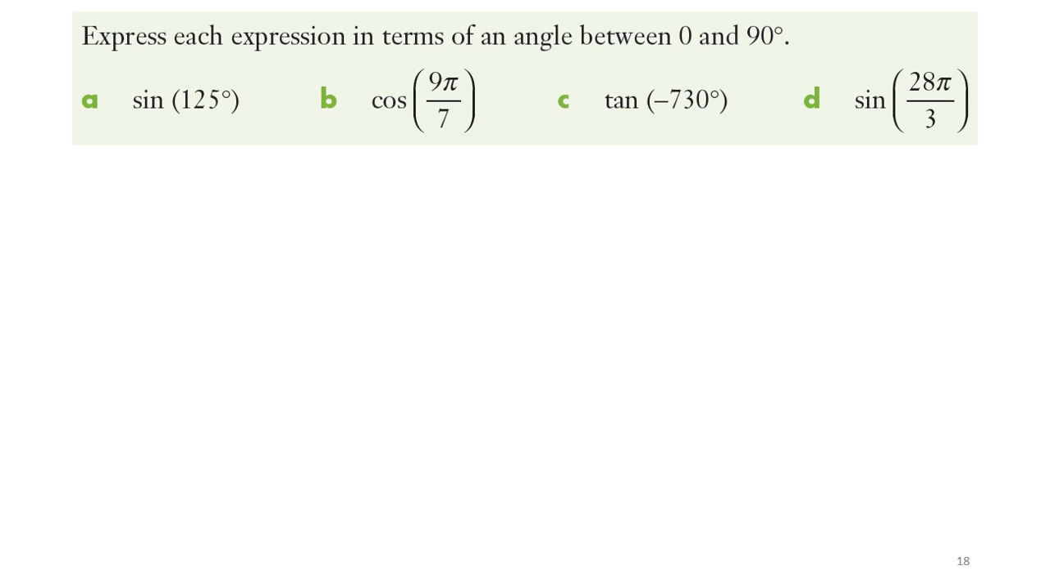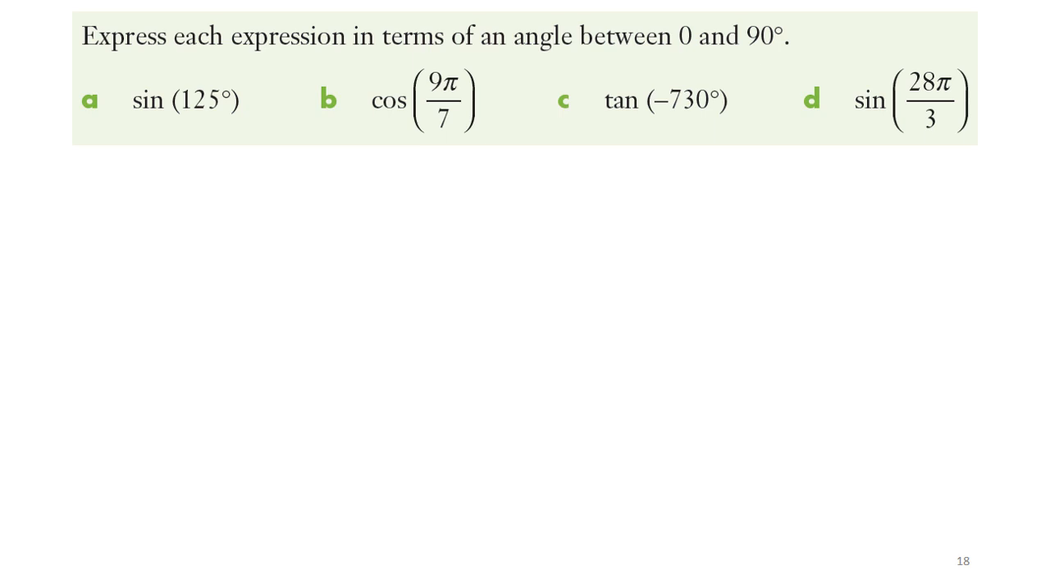So let's do a few examples. The question is asking you to express each expression in terms of an angle between 0 and 90 degrees, or 0 and pi. Sometimes you might want to draw yourself a picture, where is 125 degrees. Or if you're good with your mental math, you won't be using your calculator for any of these questions. You can just work it out like that.